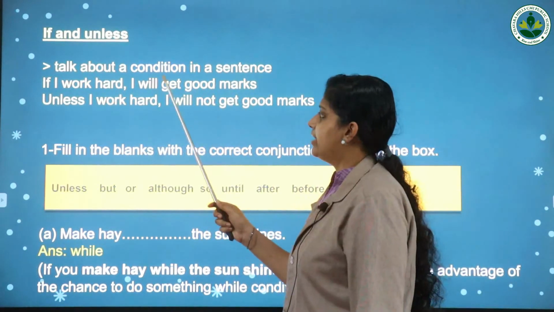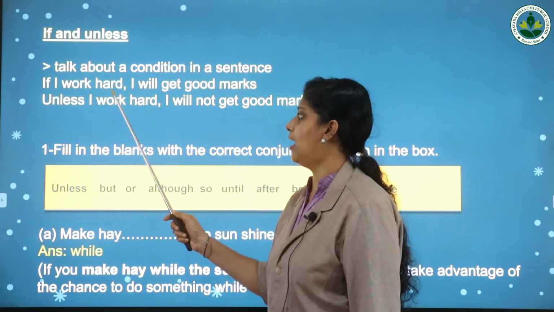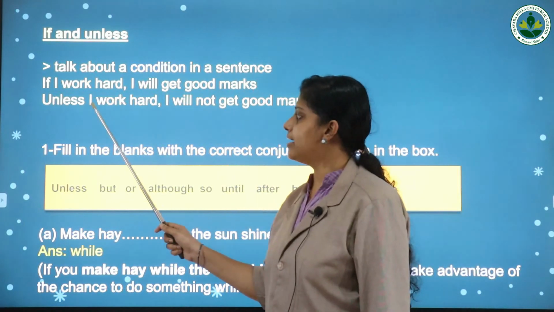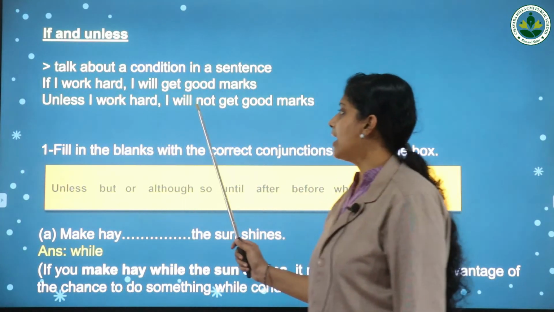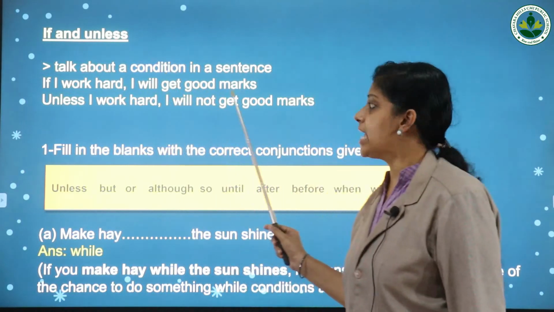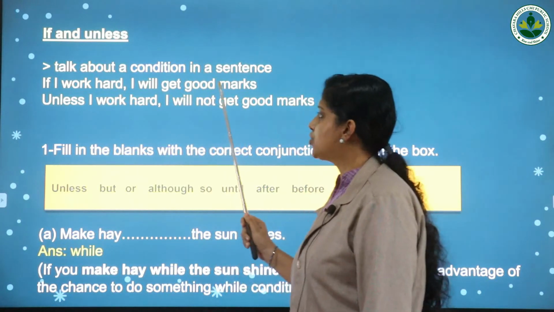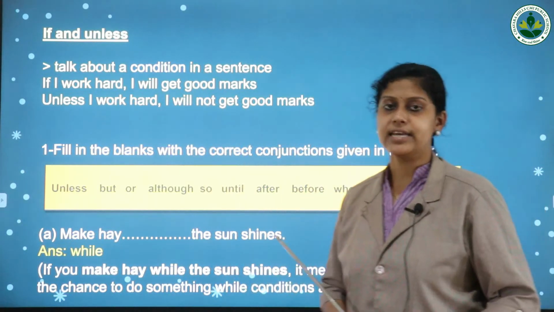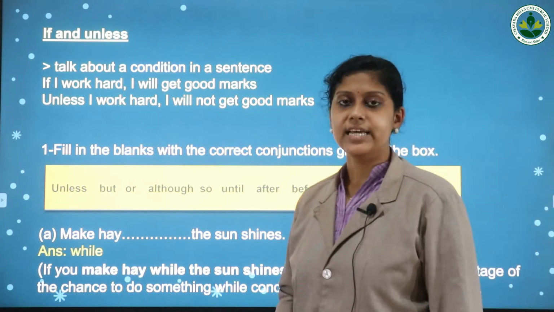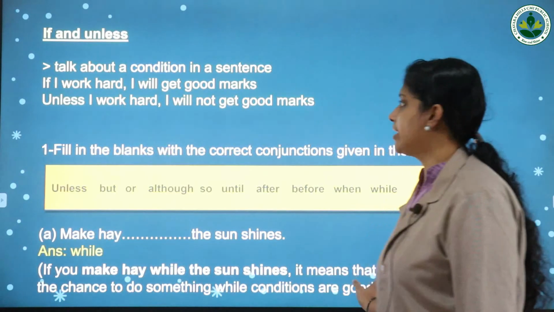Here you can see a condition. If the speaker works hard, he will get good marks. Next one: unless I work hard, I will not get good marks. We can use the conjunctions if and unless to talk about a condition in a sentence. That's all about the conjunctions till, until, though, although, if and unless.